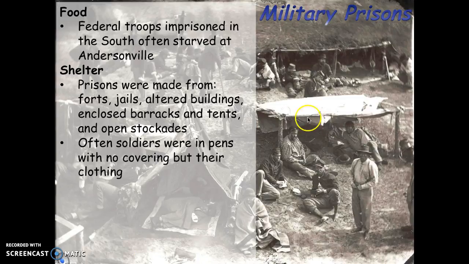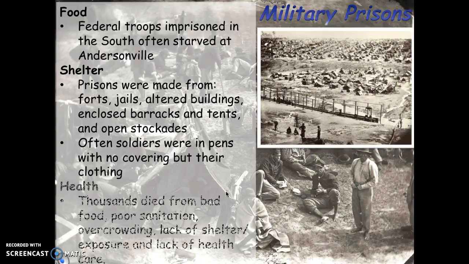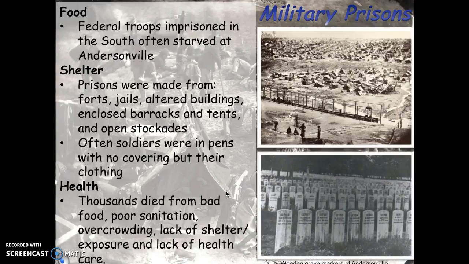As you can see, they're constructing things out of whatever they can find. Okay, often soldiers were put in pens with no covering. Maybe all they had was their clothing. Okay, thousands died from bad food or lack of food, poor sanitation, overcrowding, lack of shelter, exposure to elements, and then lack of health care, because they weren't going to send their military doctors to go and examine Northern soldiers when they were much needed on the battlefront.